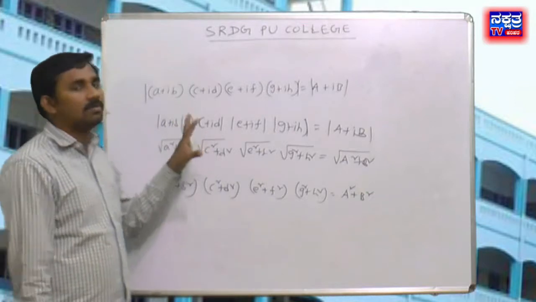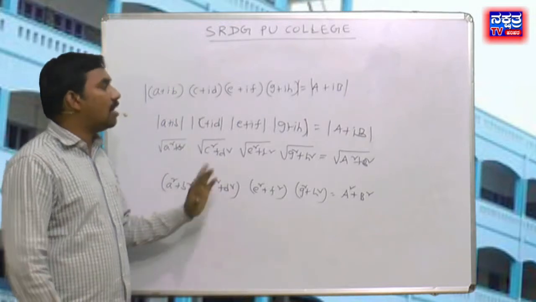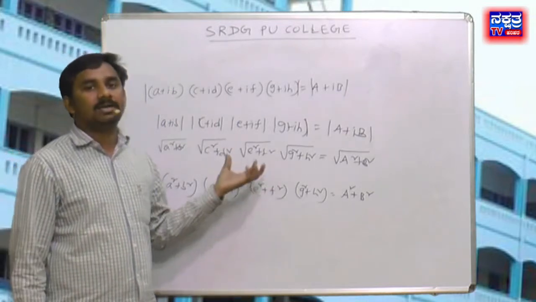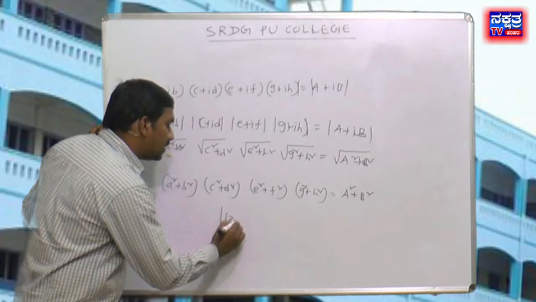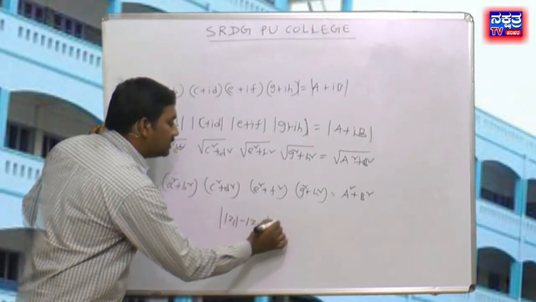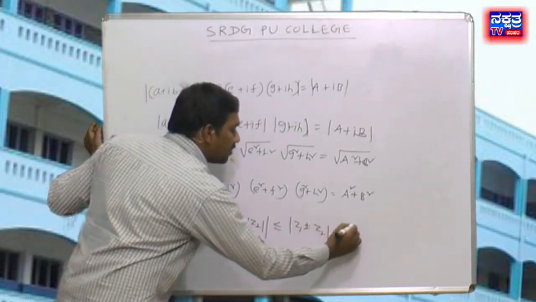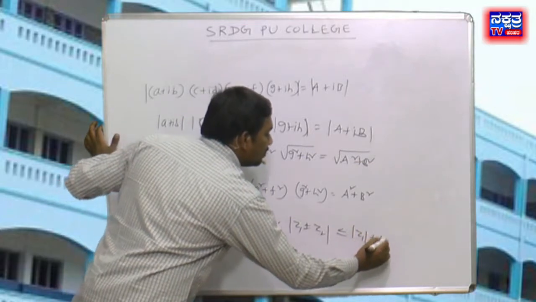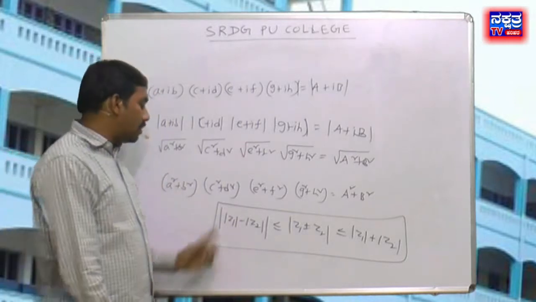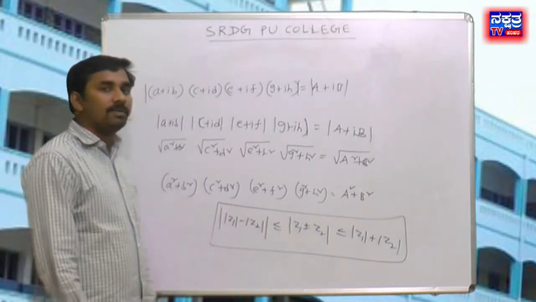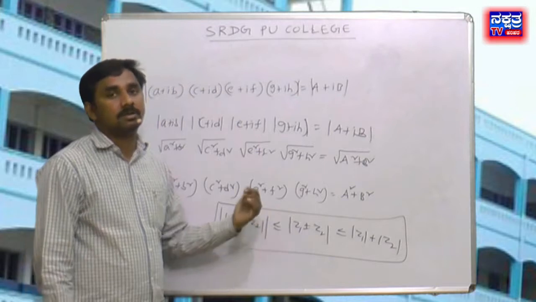So the modulus function is very important, and on the modulus function we have so many properties that we have to learn, and modulus inequalities are also there. One very important inequality is modulus of mod z1 minus mod z2 is less than or equal to mod of z1 plus or minus z2, which is less than or equal to mod z1 plus mod z2. So this is one important inequality relation depending on the modulus property. Based on this also we will get so many questions, so we have to study this very well, and the problems based on this also.